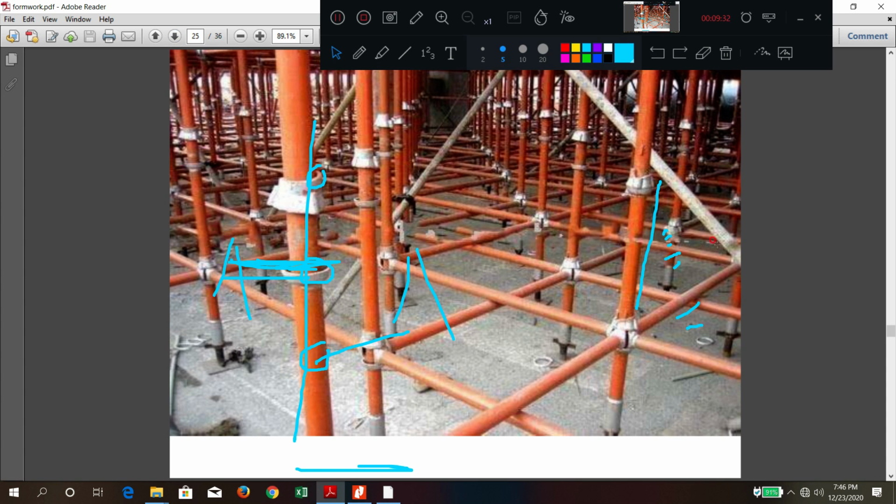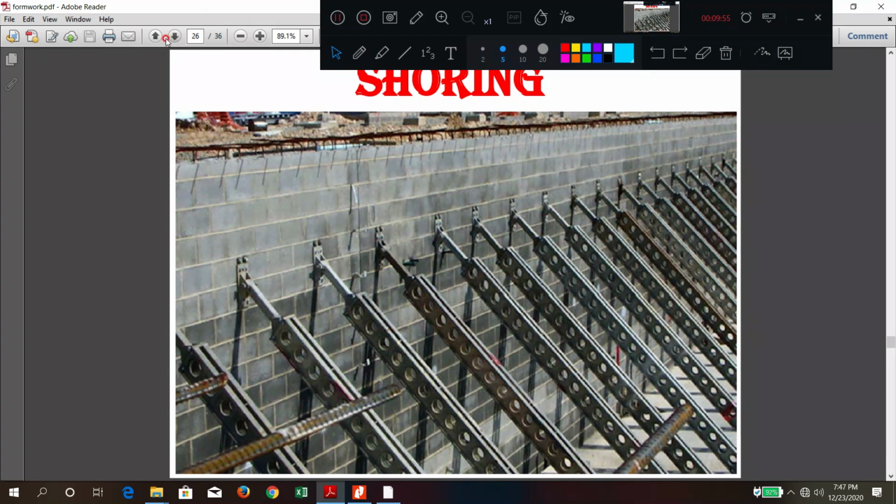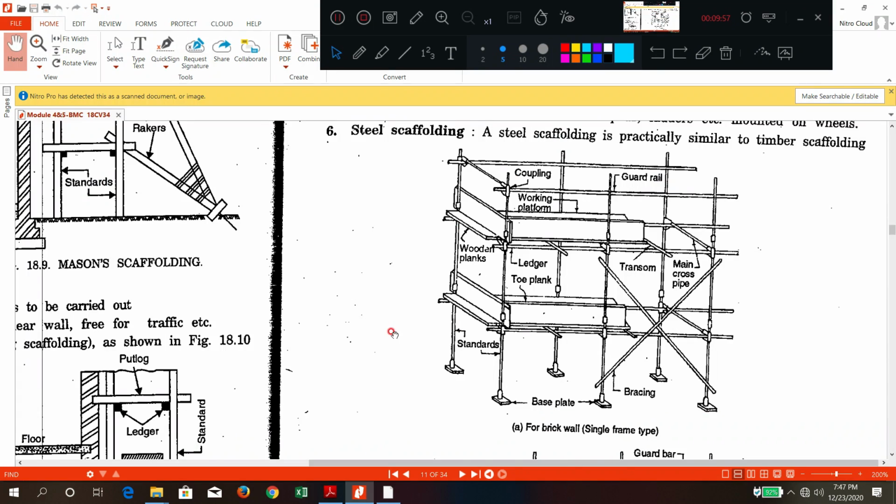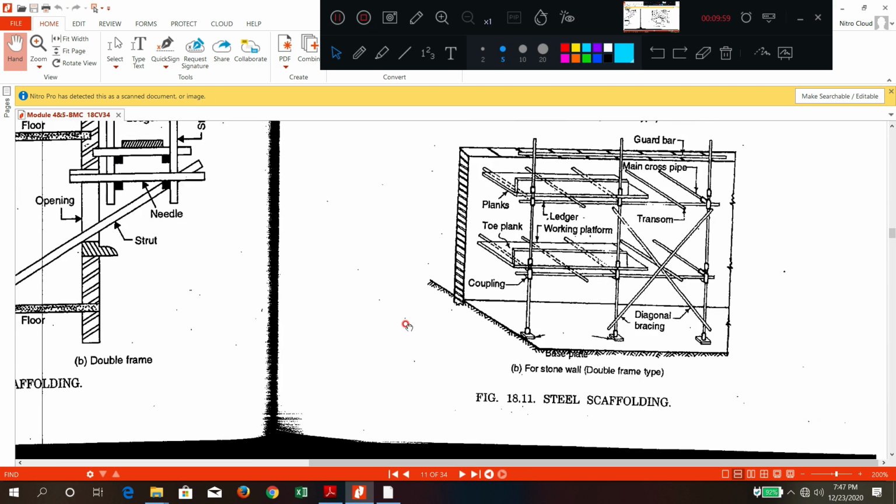For the construction of any bridge end, you are provided with strong couplers. Here you can see the strong couplers. These are called couplers used in the joints. Sometimes diagonal braces can also be used here. So this is about steel scaffolding.